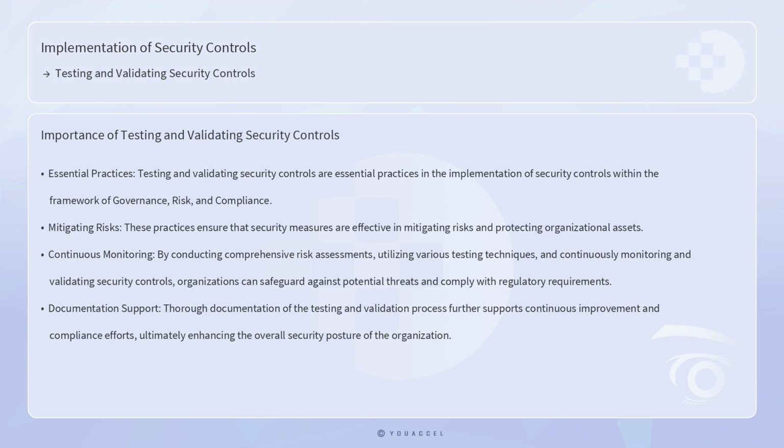In conclusion, testing and validating security controls are essential practices in the implementation of security controls within the framework of governance, risk, and compliance. These practices ensure that security measures are effective in mitigating risks and protecting organizational assets. By conducting comprehensive risk assessments, utilizing various testing techniques, and continuously monitoring and validating security controls, organizations can safeguard against potential threats and comply with regulatory requirements.